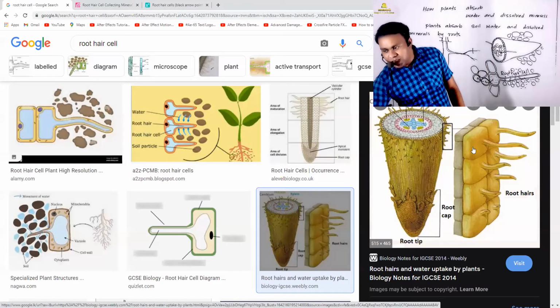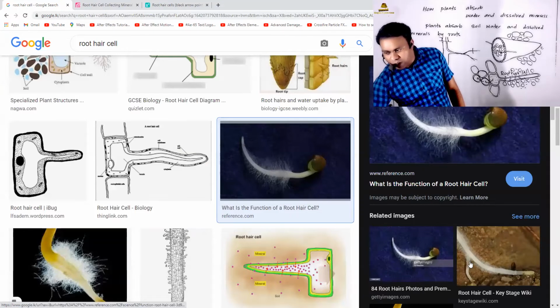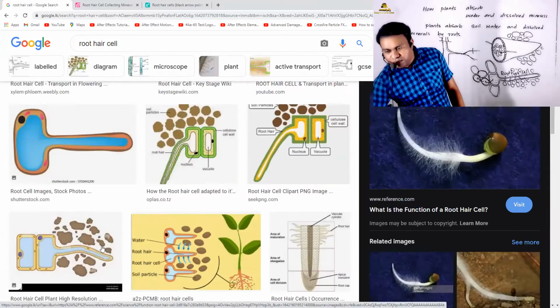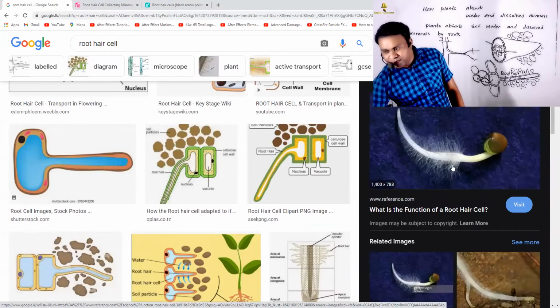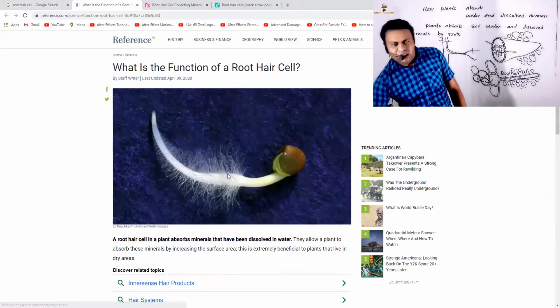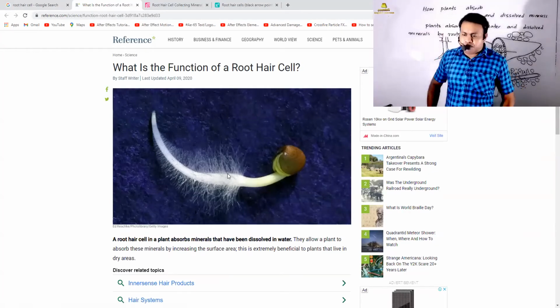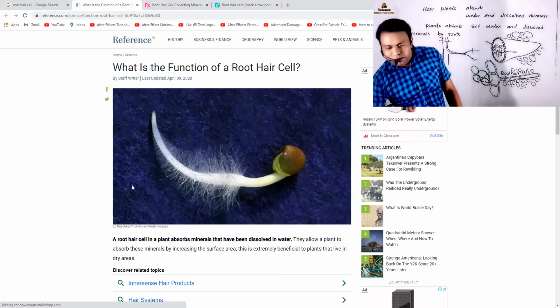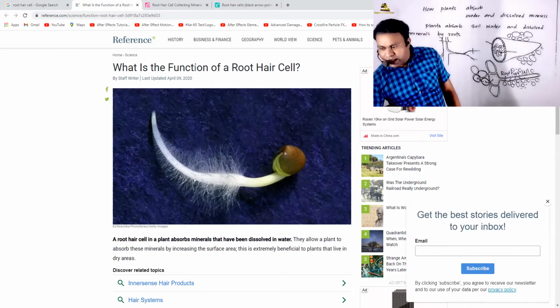So this is the cell, and root hairs can be seen like that. Yes, actual root hair of that germinating seed, right? What's the function of root hair cell? There are lots of articles in websites. You can read them. Okay, that's nice.